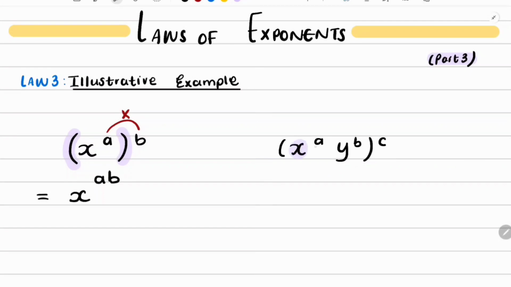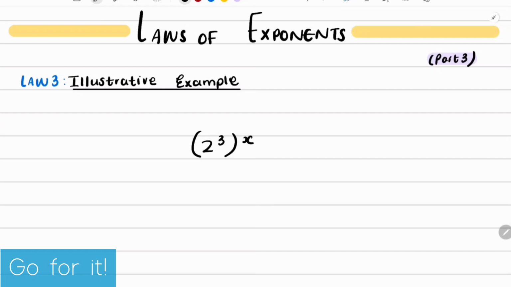Each base has an exponent, and that exponent would get multiplied by the exponent outside the bracket. So we would just have the x to the power of a multiplied by c, which would give us ac, and then we would have the y to the power of our b also multiplied by the c, which would give us y to the power of bc. So both of these scenarios are going to be used throughout this video because they're really speaking about the same law. So here is our first example for this video.